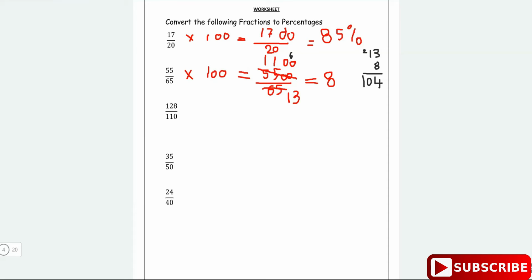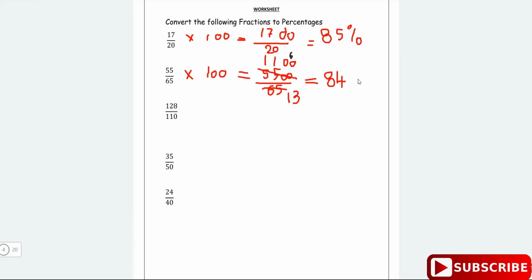Then 13 into 60. 13 times 4 is 52, so that will go 4 times. And how much remainder is left? We know that 13 times 4 is 52, so we are left with a remainder of 8.